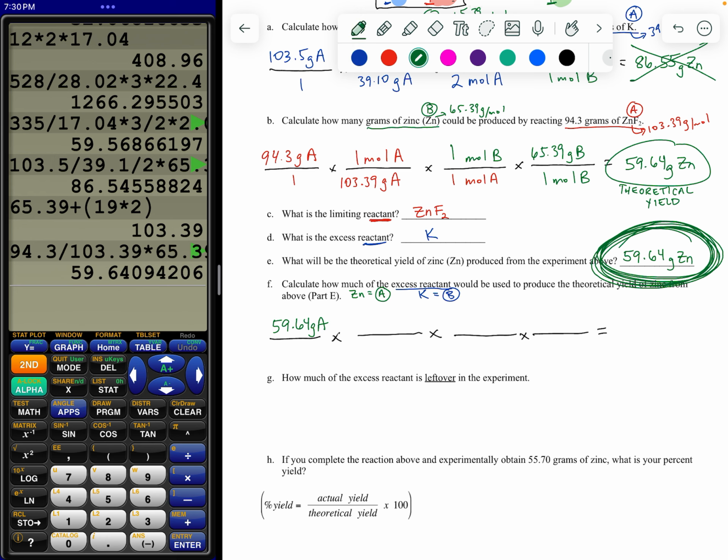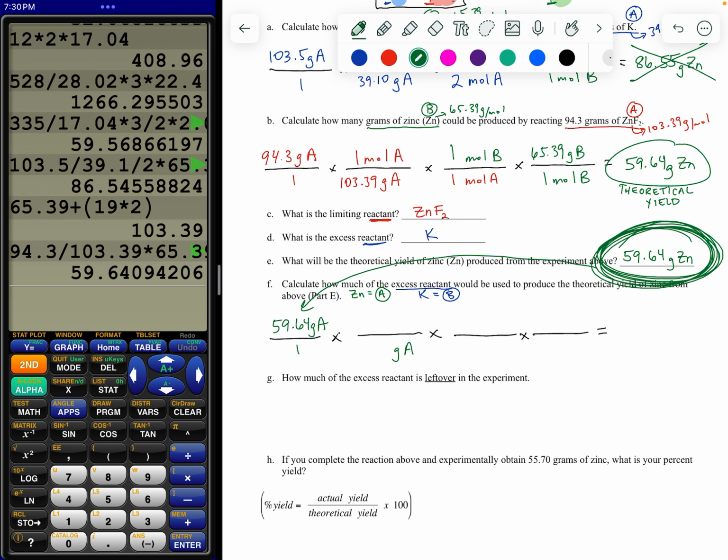The only difference is we're changing our order. Instead of going from reactant to product, now we're going backwards. Knowing the amount of product that we have, we are able to use that to figure out how much of that excess reactant we actually use, because once we get that, we can figure out how much is left over.